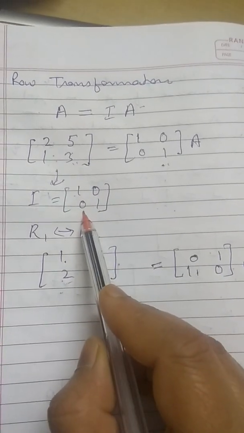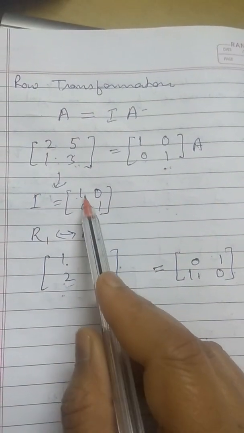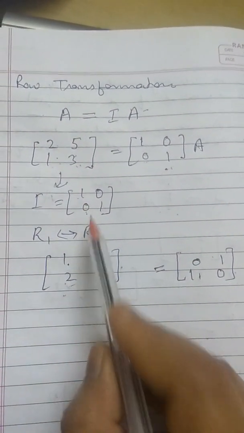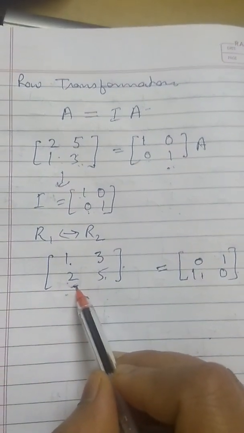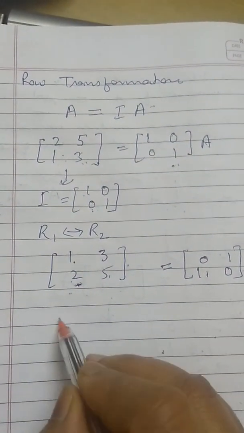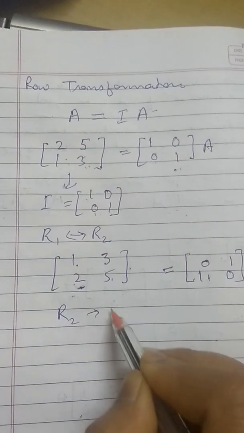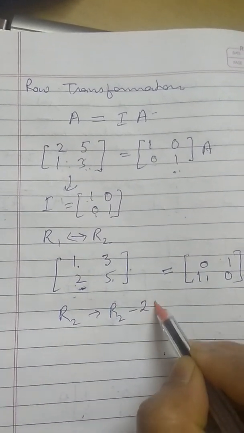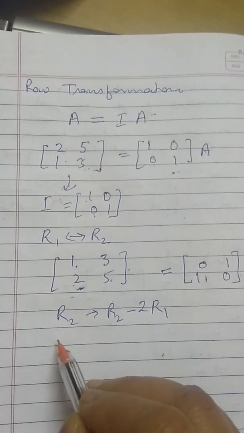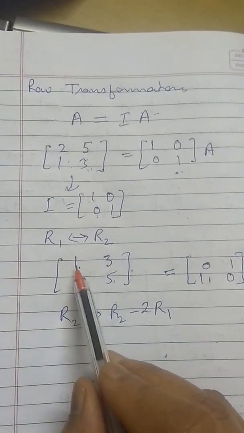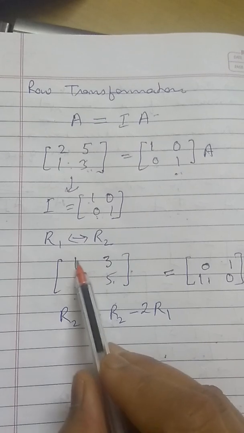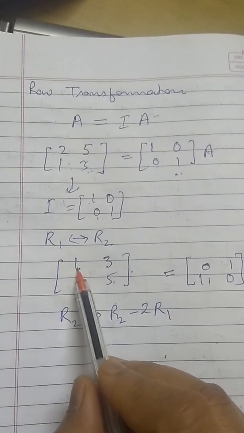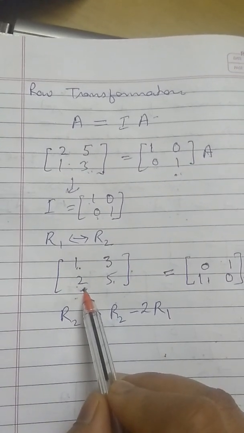The next turn is 0. You have to convert into 0. To convert into 0, we can apply in the second row: R2 minus 2R1. It means the first row, first element is 1. Multiply it with minus 2, then add to this. You will get 0.